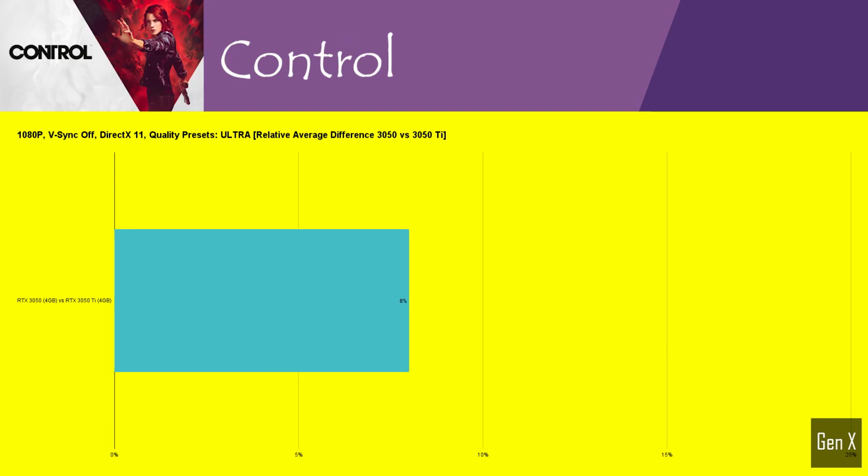Control is perhaps the best game to illustrate the ray tracing technology. With ray tracing turned off, the relative gain for the 3050 Ti is between 6 to 10%. With DLSS and ray tracing presets enabled to high, the difference remains around 6% for dynamic sceneries and around 10% for static scenes.